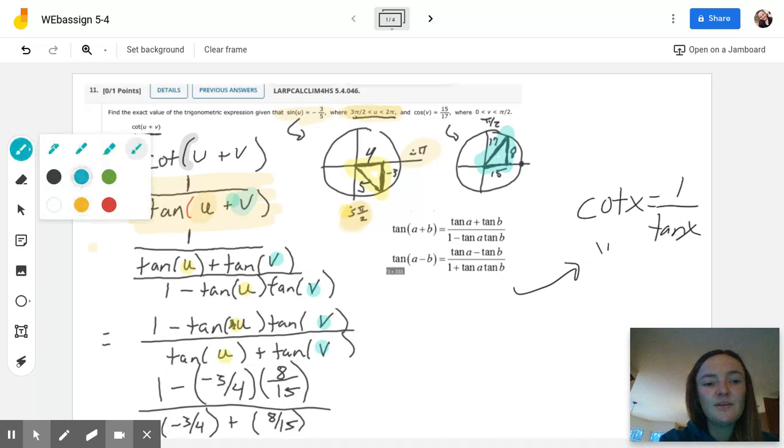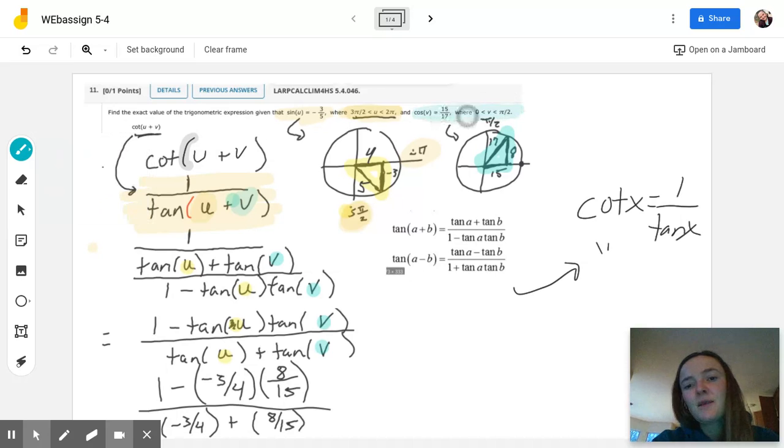I did the same for the other one here. If cosine of v is equal to 15 over 17, and it says v is between 0 and pi over 2, I drew a circle here. I have to be in the first quadrant, which means x's and y's will be positive. After that, I used the identity.